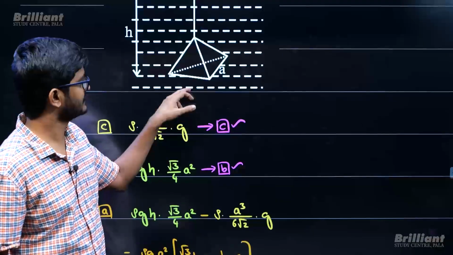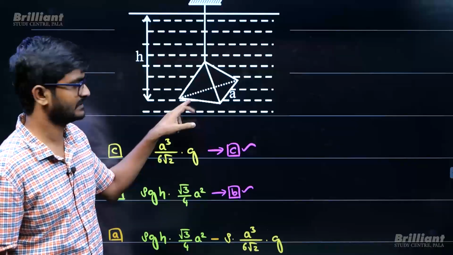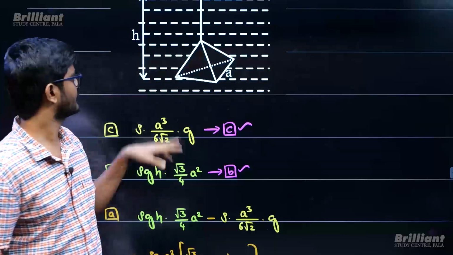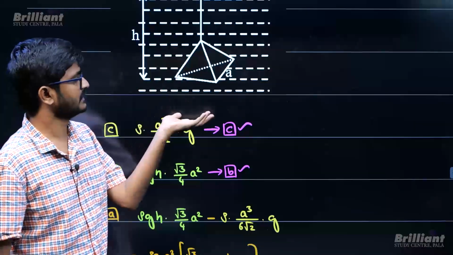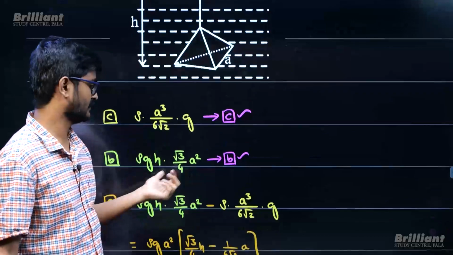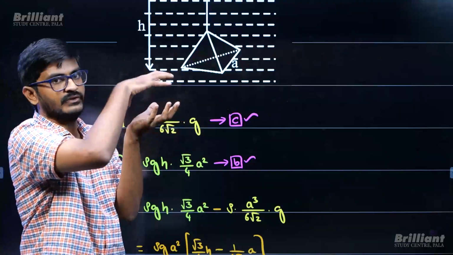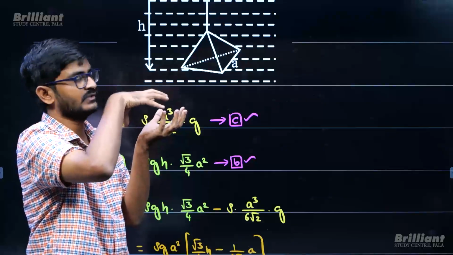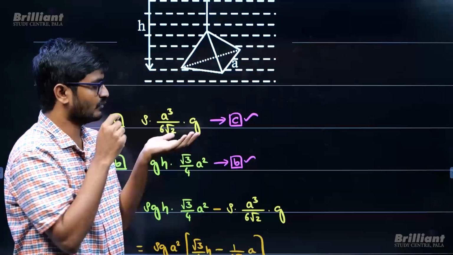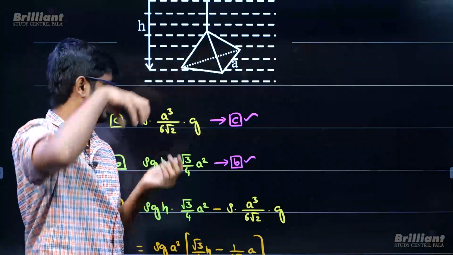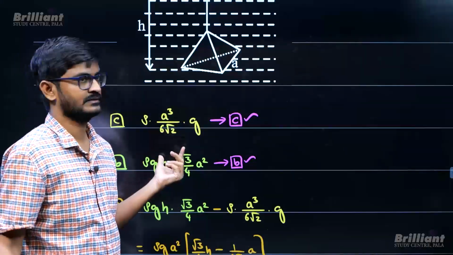Now at the base, pressure will be rho g h. If you neglect the atmosphere, this will neglect the atmospheric pressure, right? Yes. So pressure here will be rho g h into base area. Rho g h into base area will give us the force on the base area. Net force on the body we know. At the same time, we know force on the base. So what will be the force on the remaining 3 surfaces? It is going to be this.